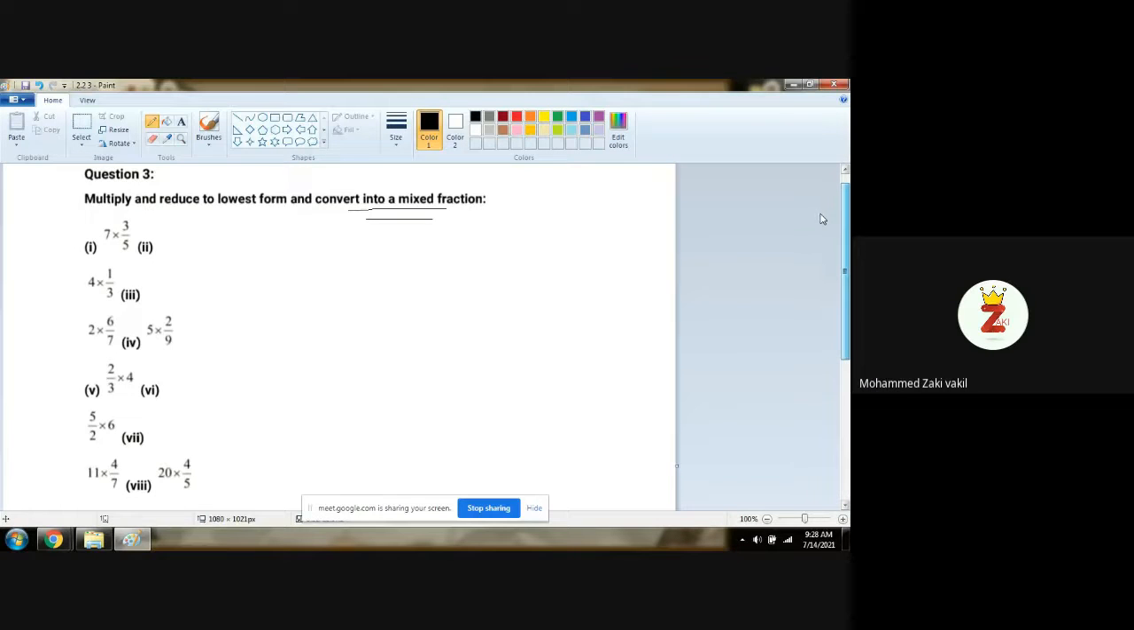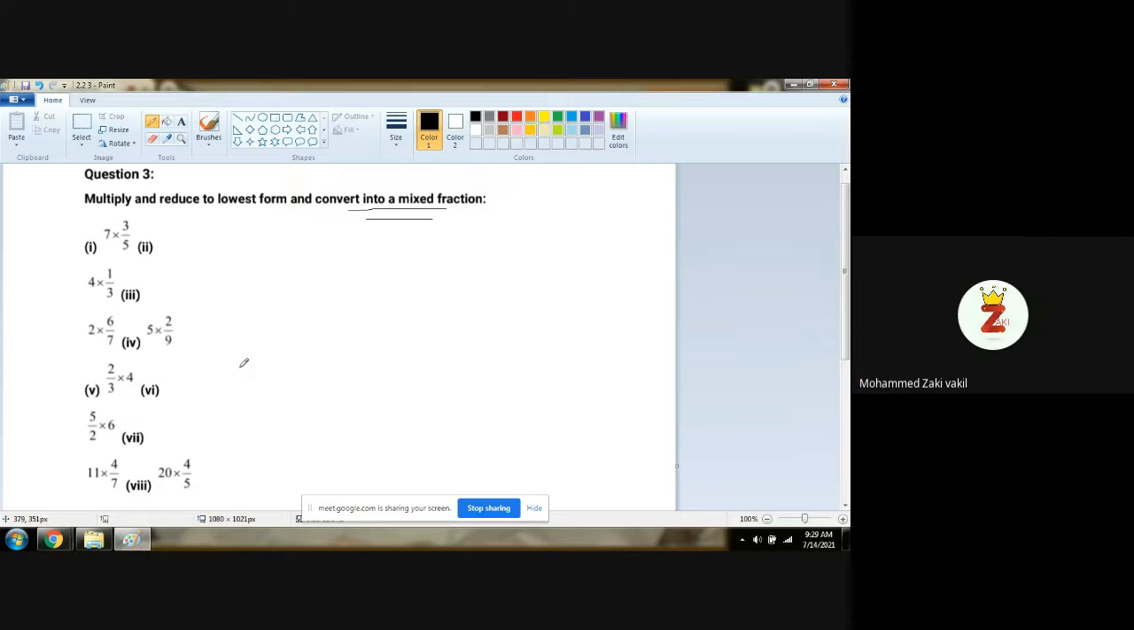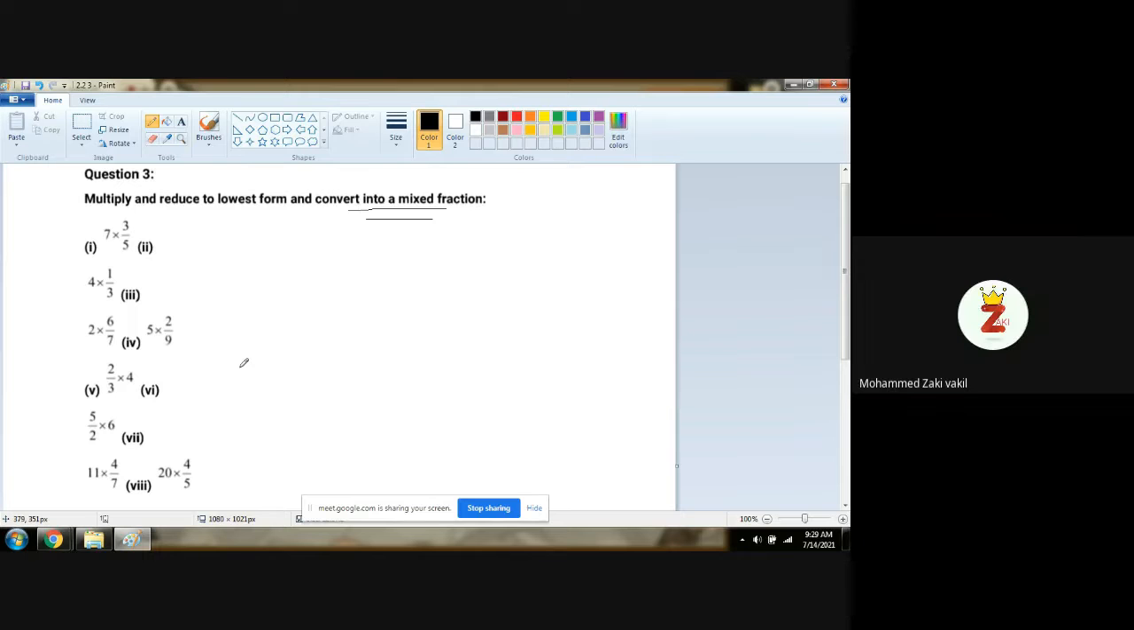Sir, if it converts into reduced form, then we don't have to convert into mixed now. No, it's nothing like that. If the top and bottom cut and we get an improper fraction, then our responsibility is to convert that into a mixed fraction. Okay, sir. If we are getting a proper fraction, then no need to change anything. Okay?